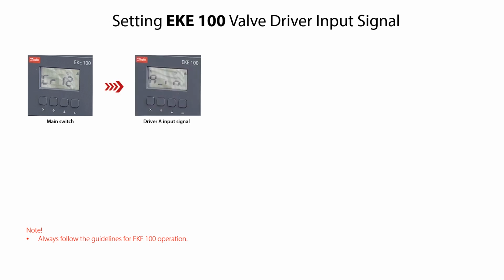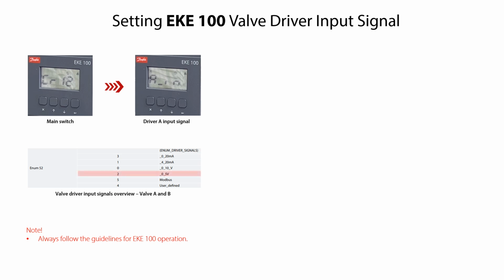From the main switch CR12 mode, press the arrow down key several times to access the driver A input signal, specified as A in. Press the Enter key to access the available input signals. You can see the different values and corresponding input signals in the overview shown here. Press the arrow up or arrow down keys to get the needed value.